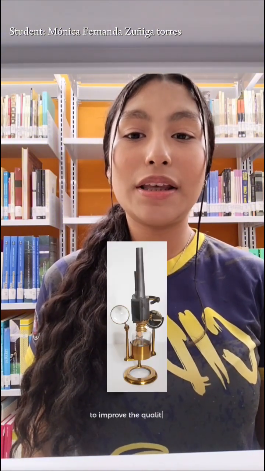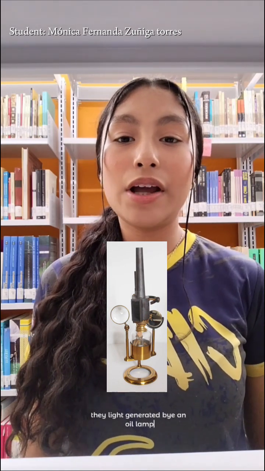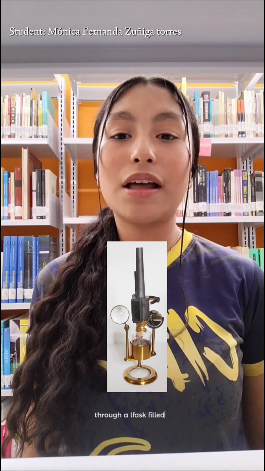This device allowed objects to be magnified between 3 and 9 times. In 1665, Robert Hooke designed a microscope made of 3 lenses. To improve the quality of the image, he passed the light generated by an oil lamp through a flask filled with water, which allowed him to diffuse the light and illuminate the sample. With this microscope, Hooke was able to magnify the samples between 20 and 50 times their actual size.